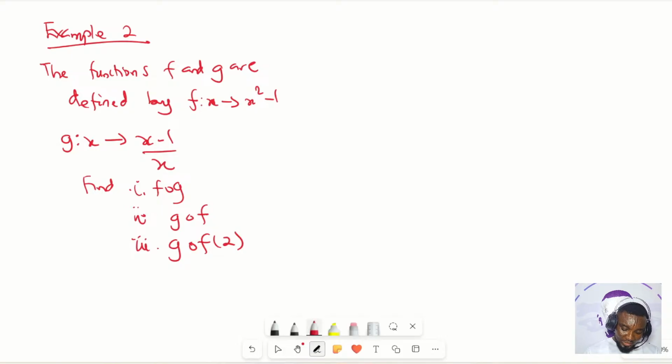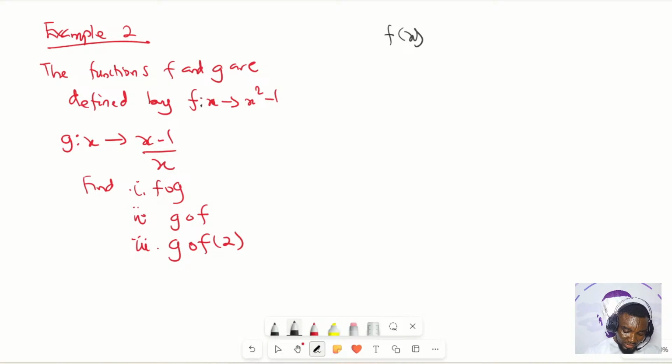So we have two functions. One of the functions that we have is f, so you can write it as f of x. Mostly the functions are written in an implication form where we have f of x implies x squared minus 1.